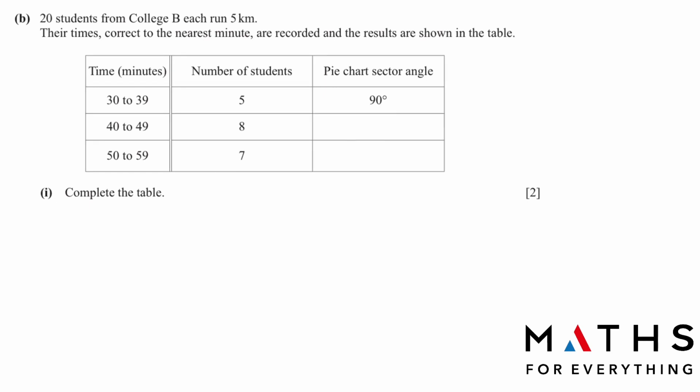To find the sector angle, we take the value that we have here, 8, the number of students frequency, over the total frequency, and multiply by 360. This will give us 144. Then for the second one, 7 over 20 multiplied by 360. This will give us 126.